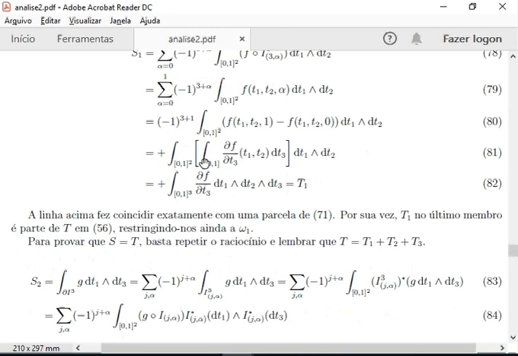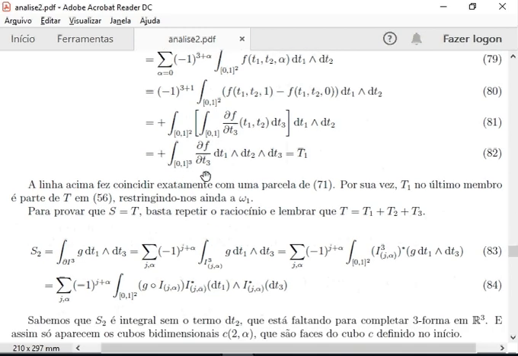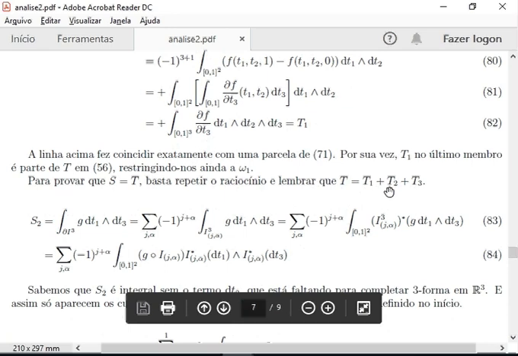Now, here is the fundamental theorem of calculus. The partial derivative of f with respect to t3, of t1, t2, dt3, dt1, dt2. By Fubini, the integral over the cube 0, 1, 0, 1, 0, 1 of df over dt3, dt1, dt2, dt3. It's equal to T1, our label. Now, S1 equals T1, S2 equals T2, S3 equals T3, and T equals T1 plus T2 plus T3.